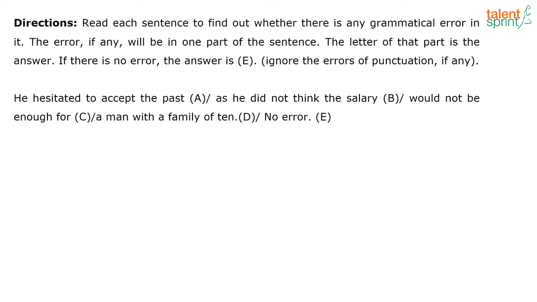Are you able to understand the context? There are just too many negative meanings unnecessarily, right? Because it already says in part B, he did not think the salary. Again, why do I need this not here in part C? Doesn't make sense, no? If I delete that, then the meaning is correct. He hesitated to accept the post. Why? As he did not think the salary would be enough. Not would not be enough, because here I already have did not think. Are you following? So the error is in part C.